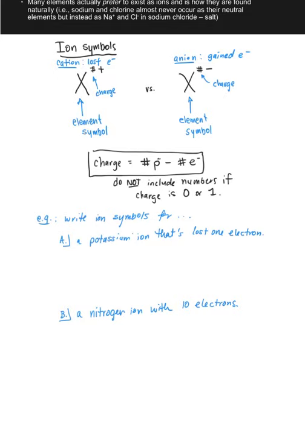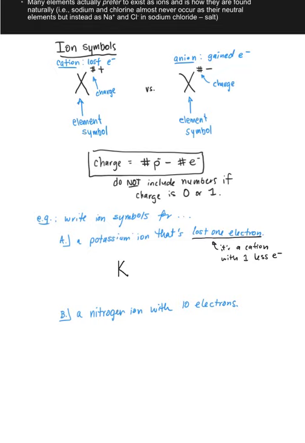We're going to write ion symbols for, firstly, a potassium ion that's lost one electron. We need to know the element symbol for potassium. That's unlike potassium's name in that it's just K. The idea that potassium has lost one electron tells us that it must be a cation, because it has fewer electrons than it does protons. It's got one fewer electron compared to a neutral potassium atom.